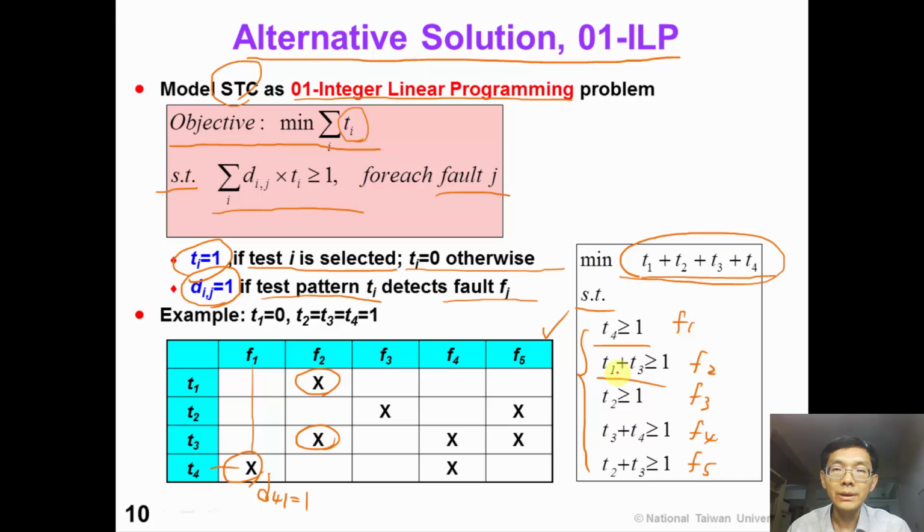If we can solve this 0-1 ILP programming, then we can find a minimum number of test patterns. For example, one potential solution can be T1 equal to 0, T2, T3, T4 equal to 1. So the minimum number of test patterns is 3.